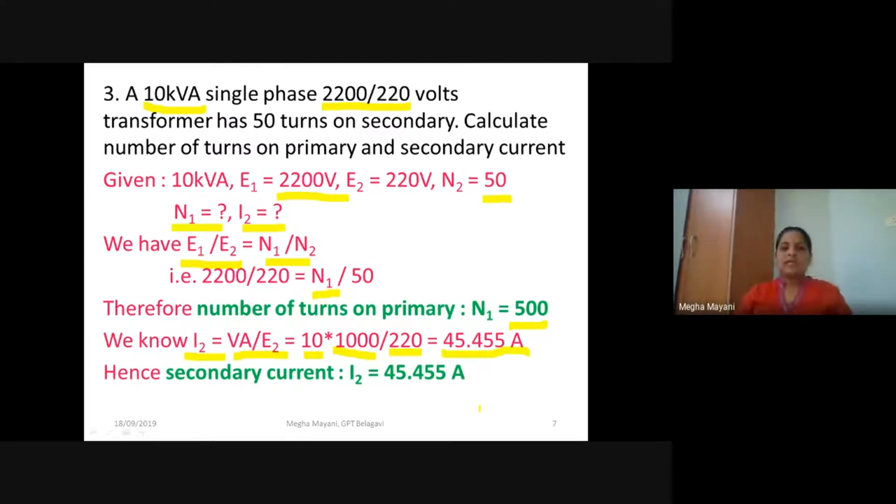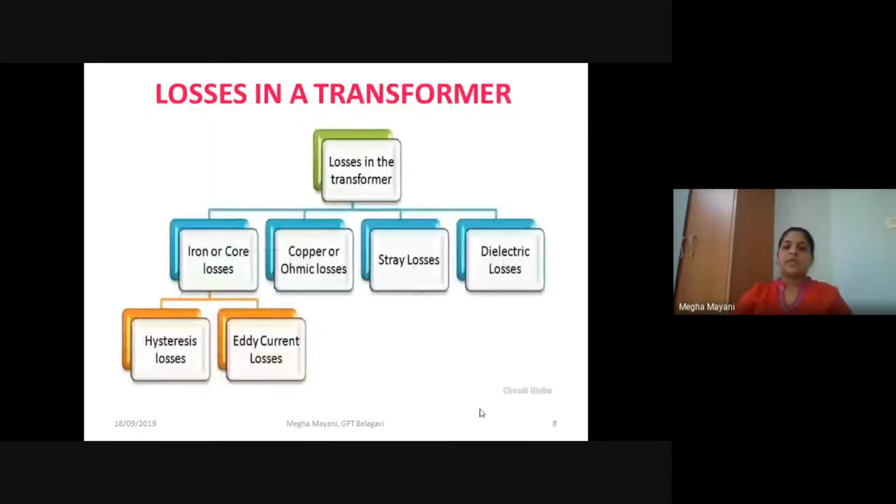So I think the problem is clear with you all. We can proceed towards the next topic for today, losses in a transformer.